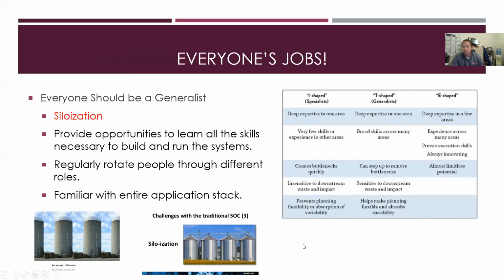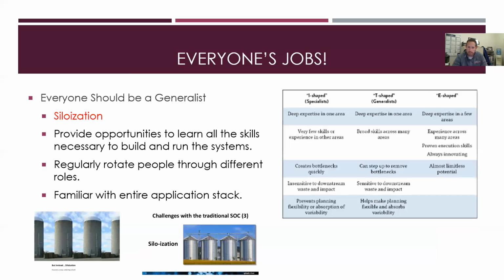And so the book had this graphic where you talk about the different types of shapes. So there's I-shaped, T-shaped, and then E-shaped. And really the T-shape is what we focus on here, but there is a generalist, can have deep expertise in one area, broad skills across many areas, can step up to remove bottlenecks, sensitive to downstream waste and impact, helps make planning flexible, and absorbs variety. And then it goes through some of the different ones.